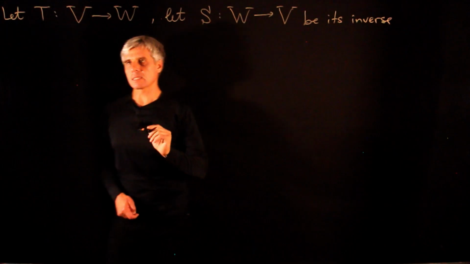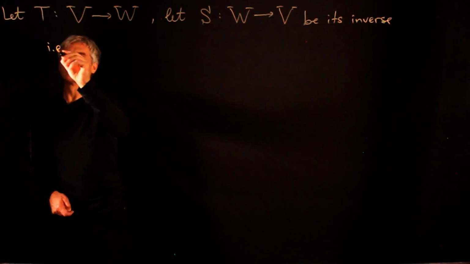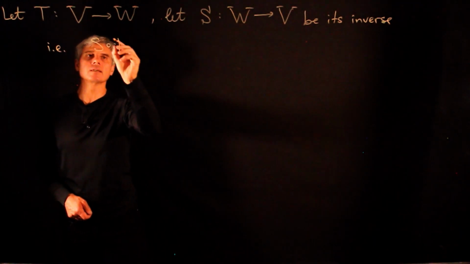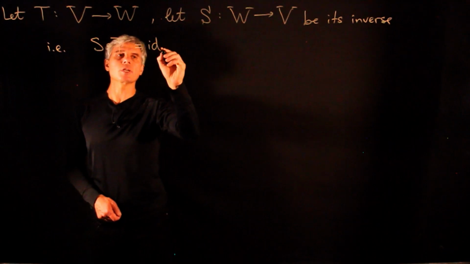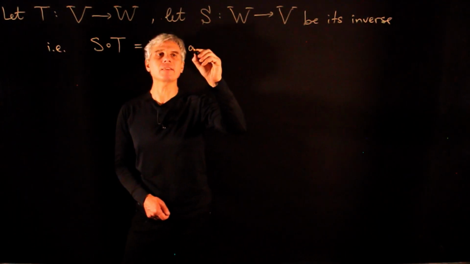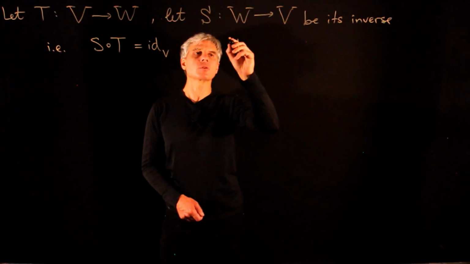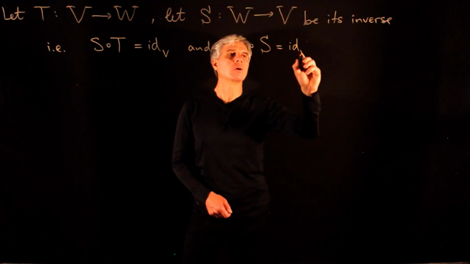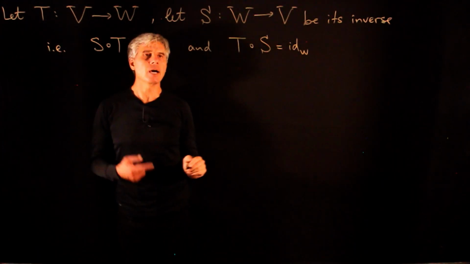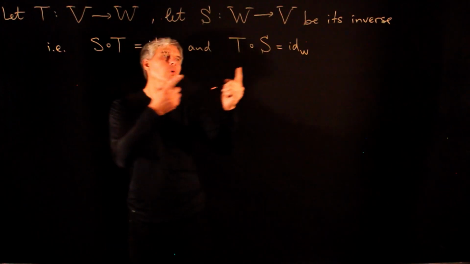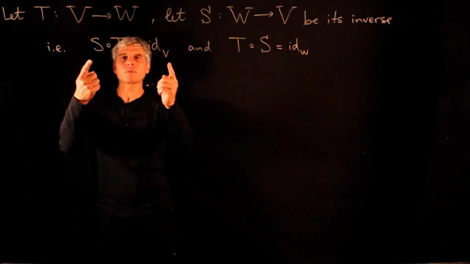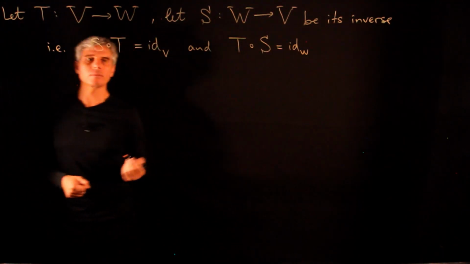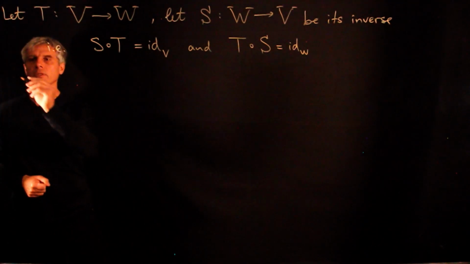So this means that the composition of S with T is the identity transformation of the space V, and the composition of T with S is the identity transformation of the space W. Now, do we really need to require both conditions? Is it enough to ask just for one? So this question motivates the following definition.